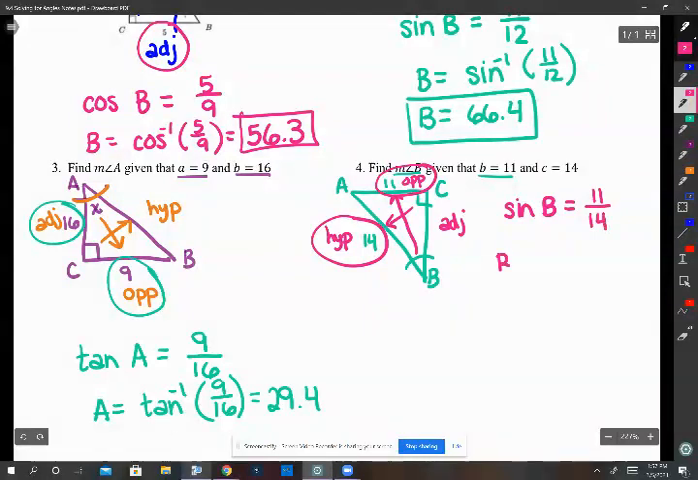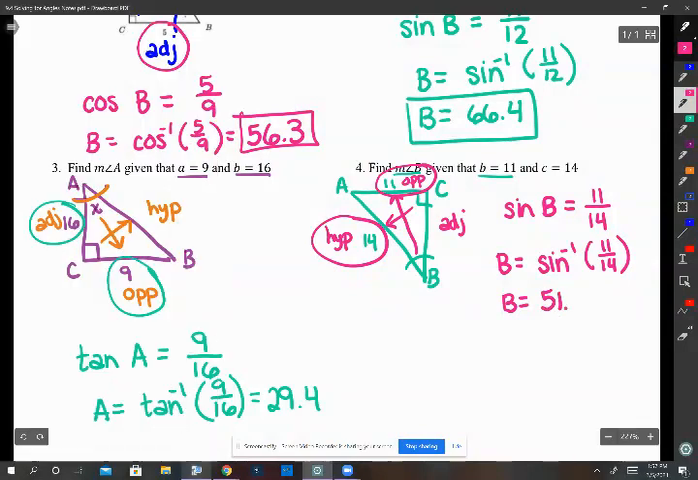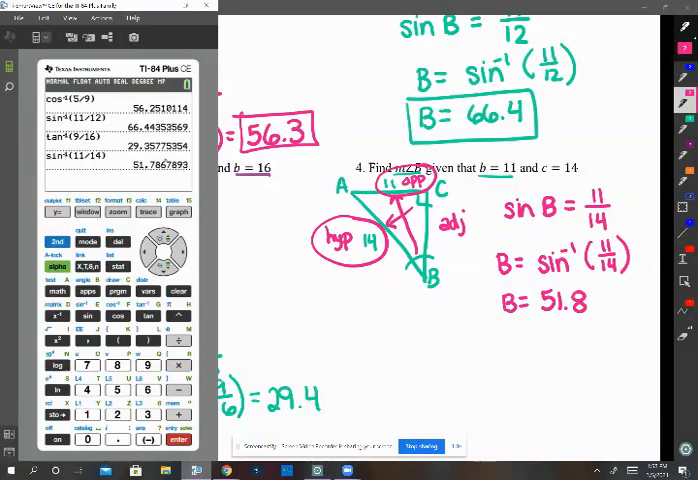And so the way we find our answer is we're going to do the inverse. So inverse sine of 11 over 14. And again, we just put that in our calculator. And so we're going to go second sine 11 over 14. And we're going to get 51.8. Notice again, make sure you're rounding correctly. So you're looking at that second number, which is an 8, which bumps that 7 up to an 8. So be careful as you're rounding that you're doing that correctly.